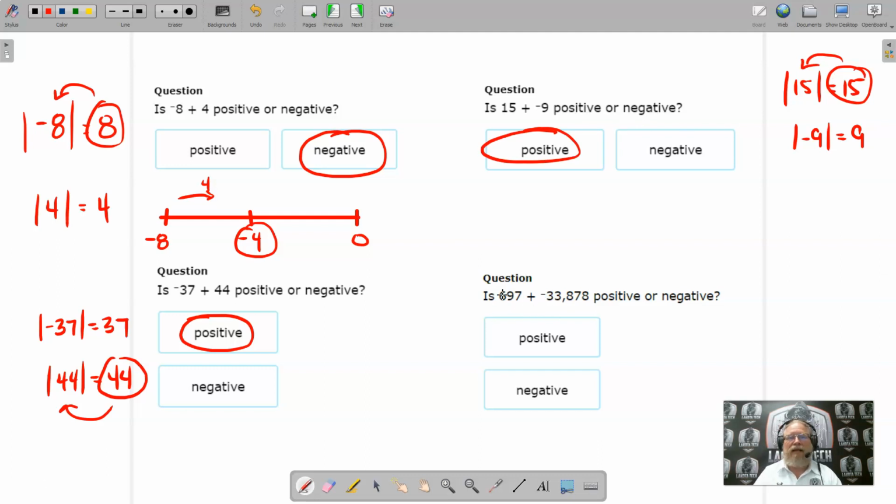This one here, let's take a little bit of a shortcut. Our first add-in is positive. The next one's negative. So let's go ahead and think of what is the absolute value of negative 33,878. Well, it would be a positive, right?